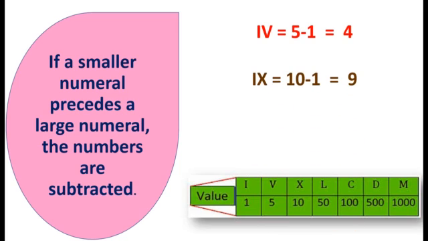So we'll take another example. Let's see IX. The value of I is 1 and the value of X is 10. You can see here the smaller one is coming before the bigger one, that is why we have to subtract the smaller one from the bigger one. So 10 minus 1 is equal to 9. One more example, XL. The value of X is 10, the value of L is 50. So 50 minus 10 is equal to 40. As you can see, the smaller one is coming first and then comes the large one, so we subtract the smaller one from the bigger one. So this was your third rule.